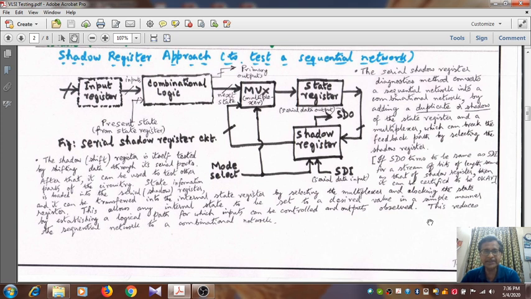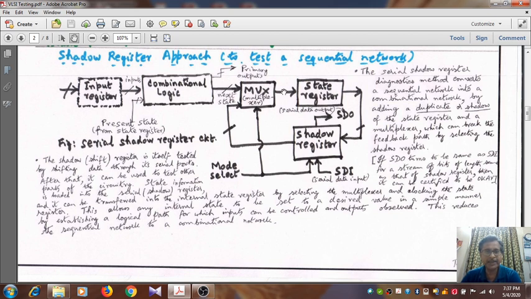Suppose you are suspecting that for a particular value of the state register, say the state register has a 5-bit number, when the 5-bit number is inputted into this combinational logic block, the next state values should be proper as well as the primary outputs. But suppose you are not getting the desired value, so what we do, we load the shadow register with a particular value of the state register and feed the output to the combinational logic. Then you check whether the next state value is okay or not.